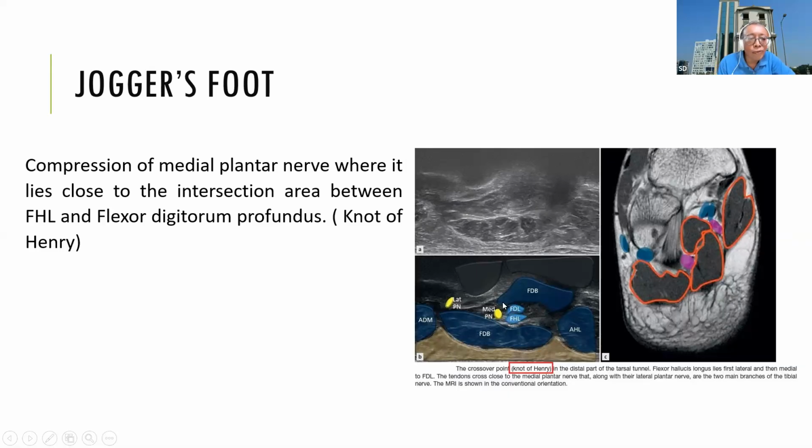If we get this pathology, the patient usually complains of pain and numbness in the plantar aspect of the foot. On ultrasound, if the nerve is enlarged, then we can go for local anesthetic and steroid injection, or if it is refractory, you can go for surgical decompression for the jogger's foot.